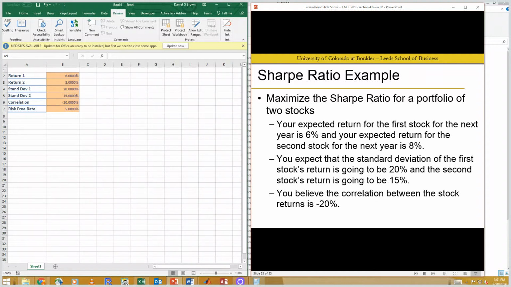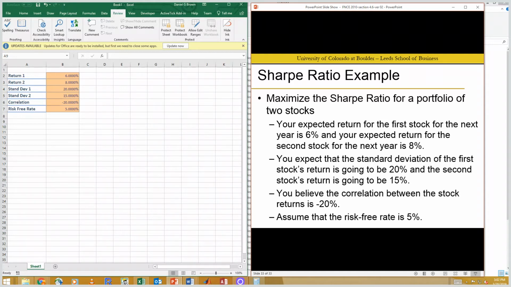I have typed the data for our problem into a spreadsheet. So we have returns, or expected returns, for our two stocks. The first stock is 6%, the second stock is 8%. We have the standard deviation of those returns. The first stock's standard deviation is 20%, the second stock's is 15%, and we have the correlation between those returns. We'll have that at negative 20%. And then finally, we have the risk-free rate, which is 5%.